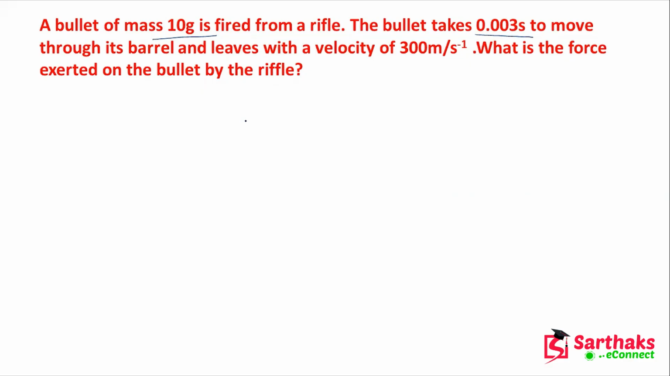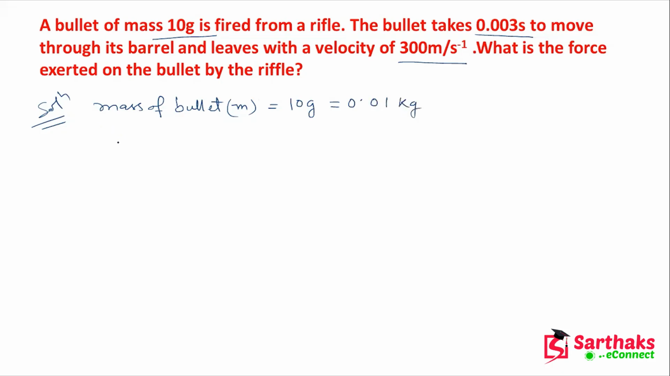Next, a bullet of mass 10 gram is fired from a rifle and takes 0.003 second to move through its barrel, and leaves with a velocity of 300 meter per second. What is the force exerted on the bullet by the rifle? Let's find the solution. Mass of bullet m equals 10 gram. First we find this in kg, so that is 0.01 kg.